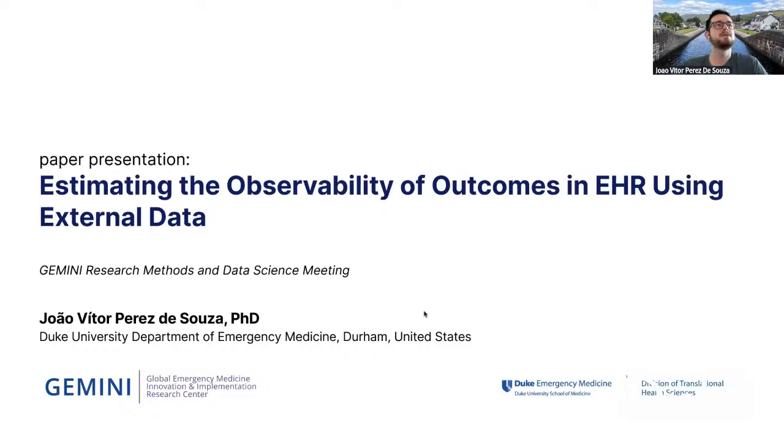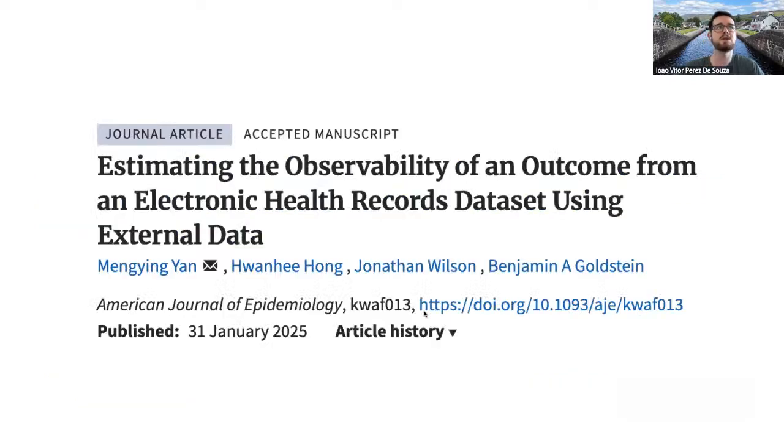Thank you all for coming. So my name is Vitor. For the ones that don't know me, I'm a postdoc here at the Gemini Group, but also at the Department of Emergency Medicine. And today I'm going to present on a paper called Estimating the Observability of Outcomes in EHR Using External Data. This paper is not yet fully published, it's accepted to the American Journal of Epidemiology, and it was published by a few people at Duke and some other institution.